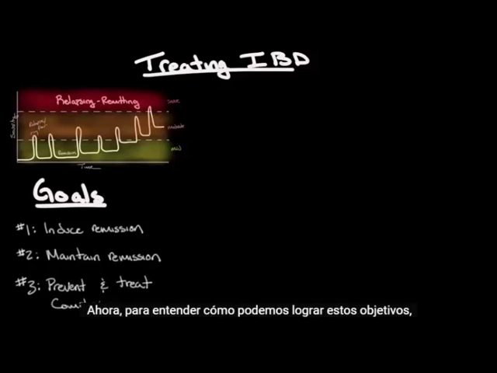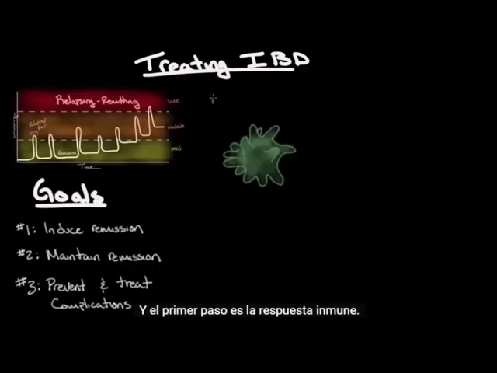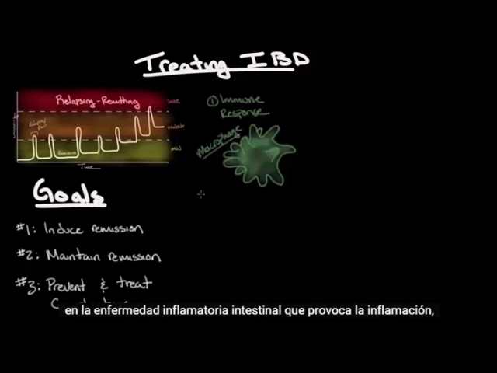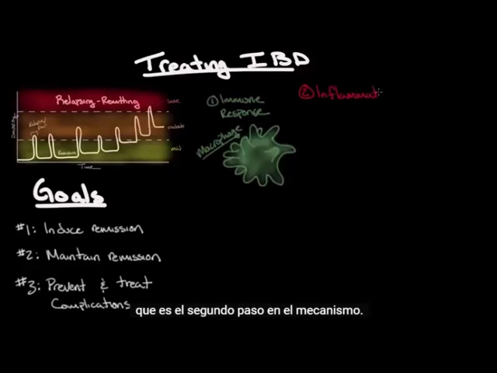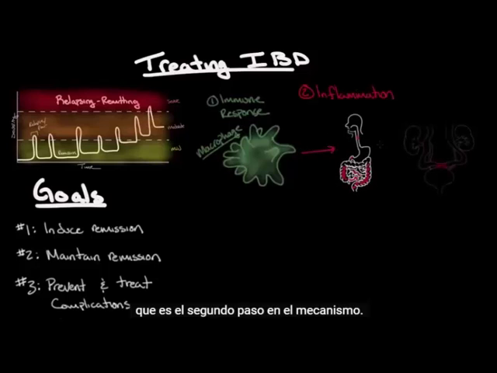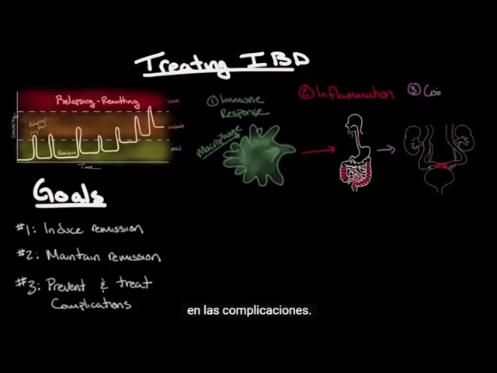Now, to understand how we can accomplish these goals, I think it's helpful to think about the mechanism of inflammatory bowel disease as having 3 steps. And the first step is the immune response. And this is a drawing of a macrophage, which is one of the main types of immune cells in inflammatory bowel disease that causes the inflammation, which is the second step in the mechanism. Then it's the inflammation that results in the complications.